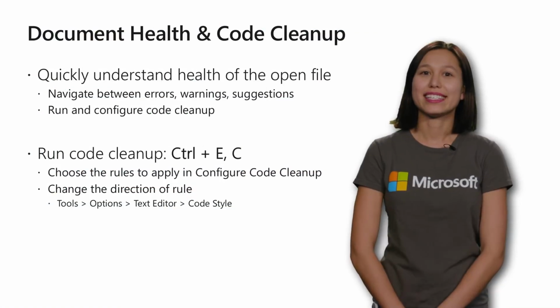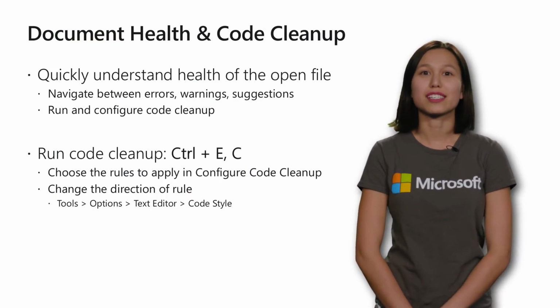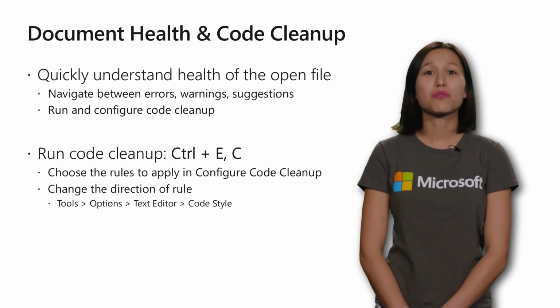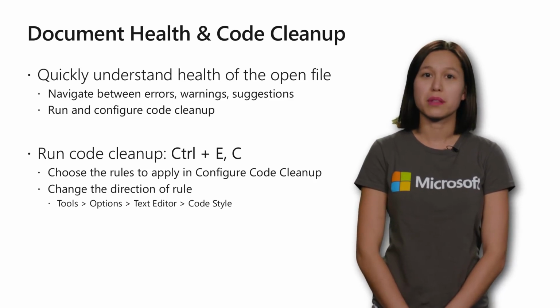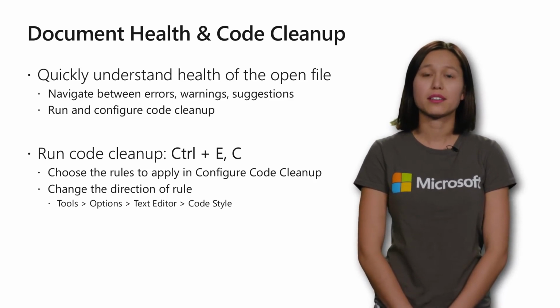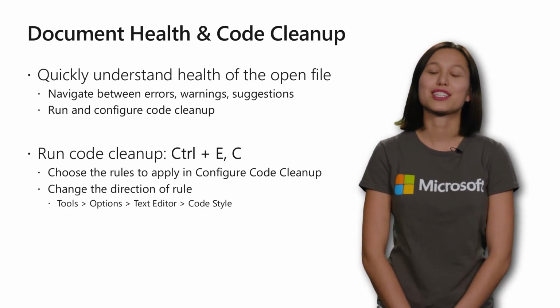With your document health indicator, you'll be able to understand whether there are errors, warnings, or suggestions in your open file. You can also run and configure code cleanup directly from this icon. For code cleanup, you can configure which rules to apply in the configure code cleanup command and change the direction of each rule in Tools, Options, Text Editor, Code Style.